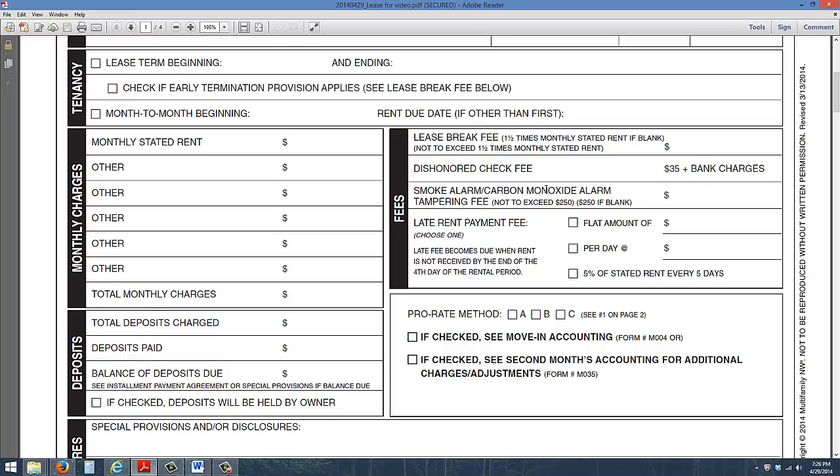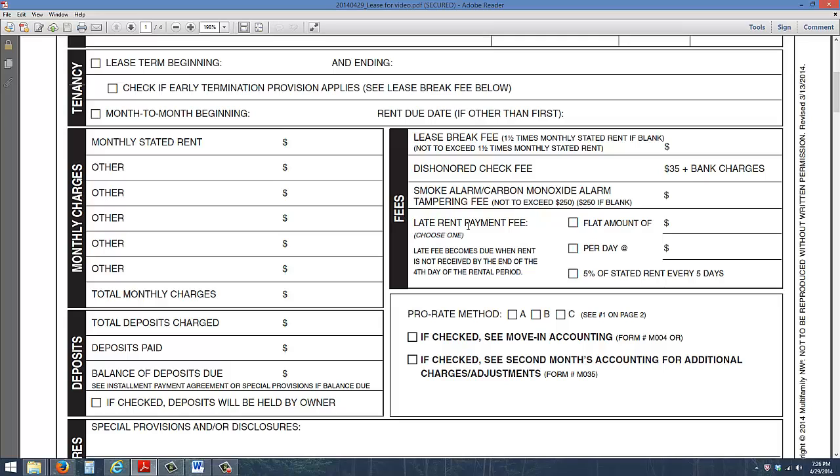Over here we have a smoke alarm and carbon monoxide alarm tampering fee, which is $250. We'll go into that a little bit more, but basically if you disable either one of those alarms, you will be fined $250. And this is something we are very strict about because it's for your safety.